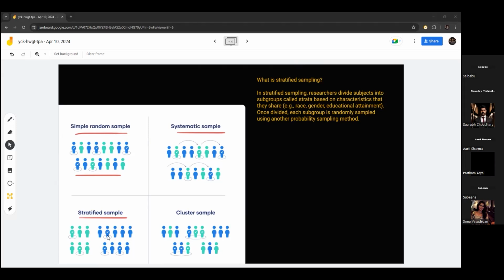So what is a real life example of this stratified? Just one minute. Example.